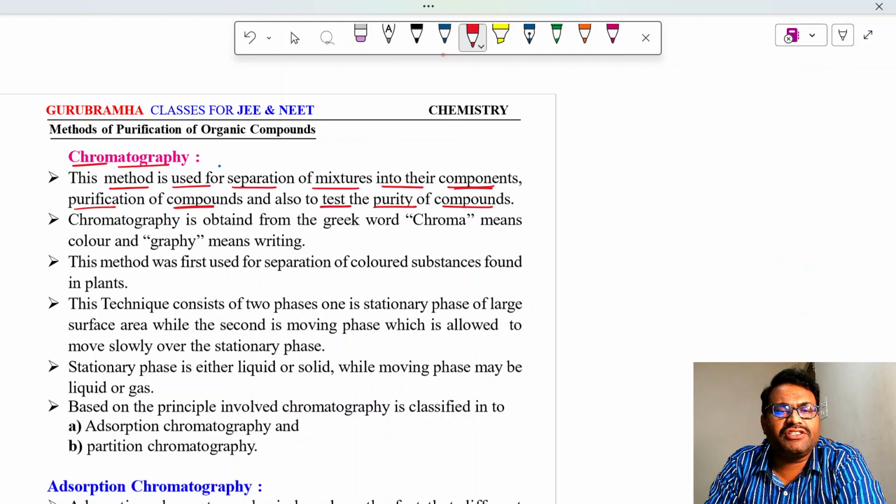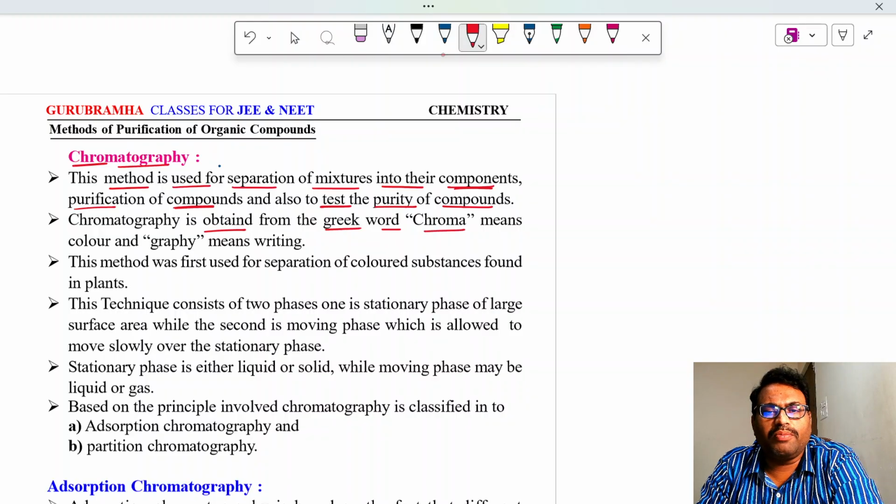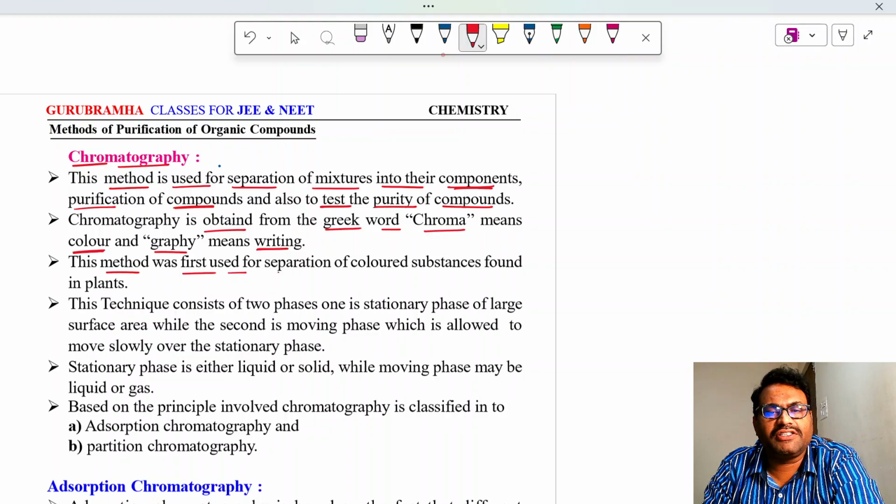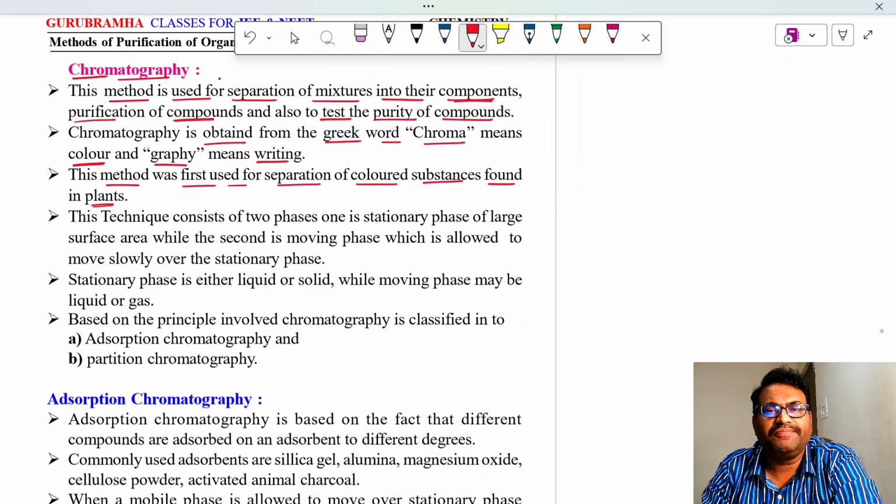See, chromatography is obtained from the Greek word chroma, meaning color. Graphy means writing. Why have they mentioned this? See, this method was first used for the separation of colored substances found in plants. So in plants there are colored substances. To separate them, it was first used.